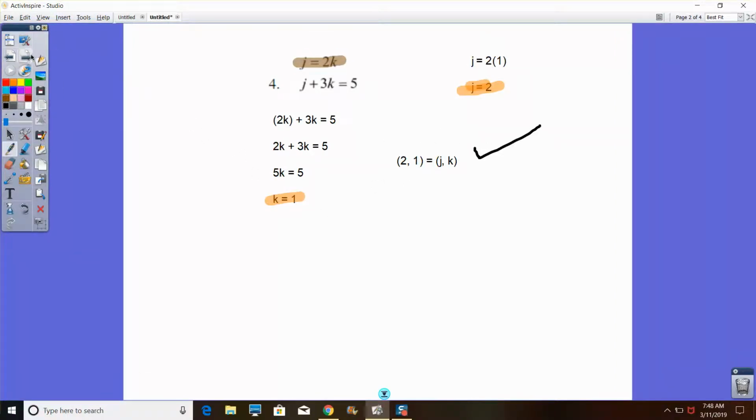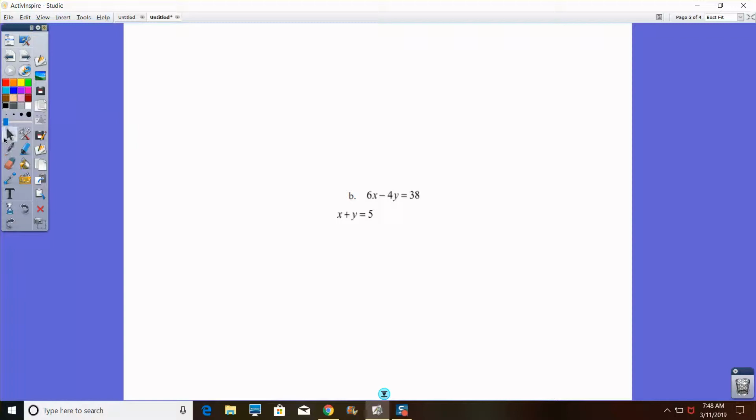Okay, next system we have here is one that needs a little bit of rewriting. So we've got 6x plus 4y equals 38, and x plus y equals 5. Now, when we're doing substitution method, generally speaking, you want to solve the equation that is a little easier or written in smaller terms to solve.